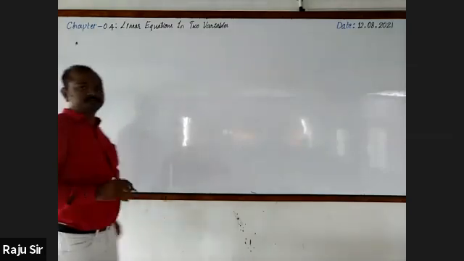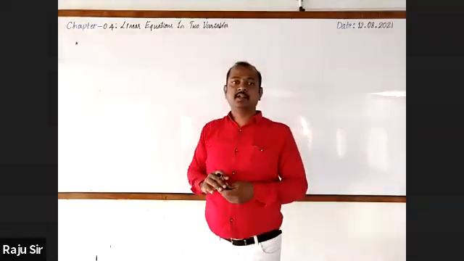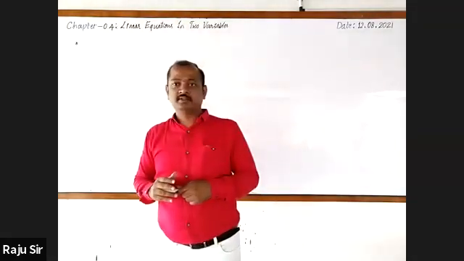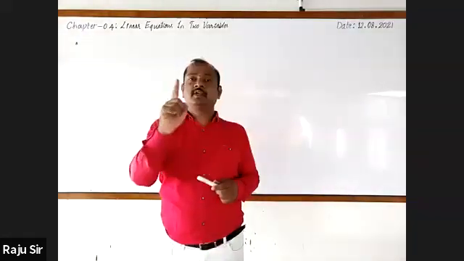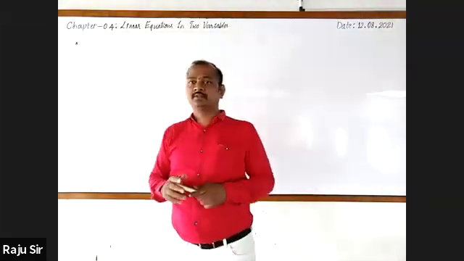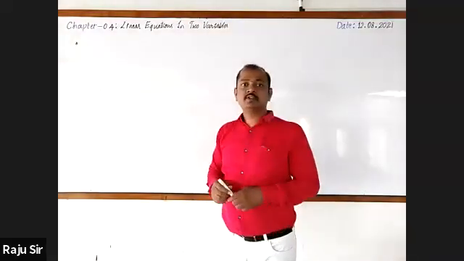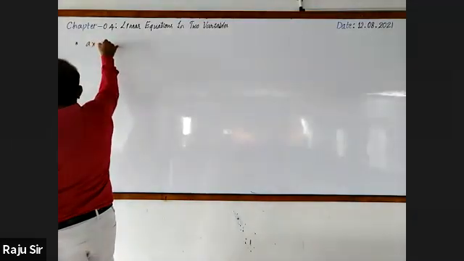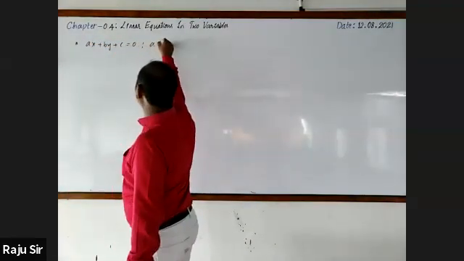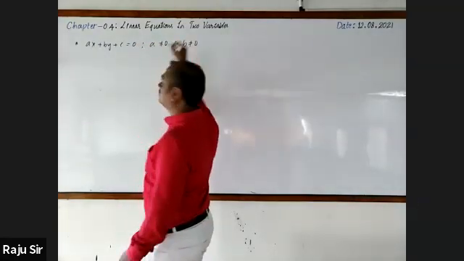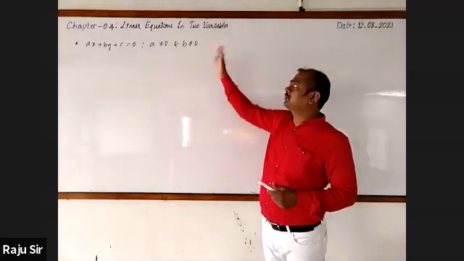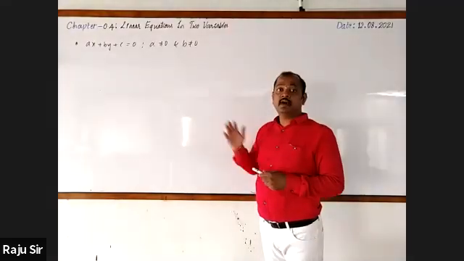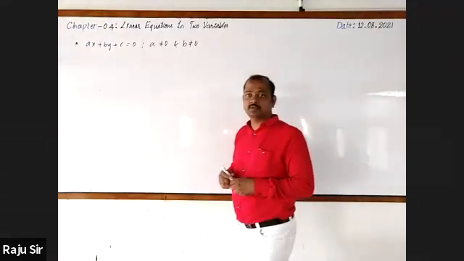The very beginning, the definition and general form. Definition of linear equations in two variables is an equation of degree 1 with two variables. Then, Shreya, what is the general form? ax plus by plus c is equal to 0, where a is not equal to 0 and b is also not equal to 0. Very good. The general form or standard form of the equation is ax plus by plus c equal to 0, where a is not equal to 0 and b is not equal to 0.